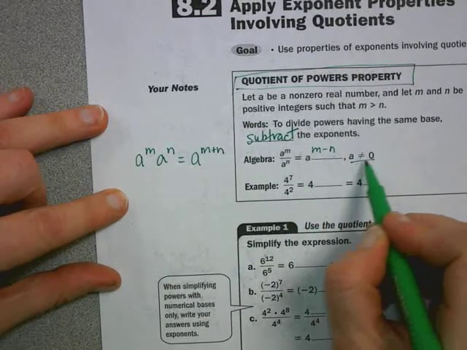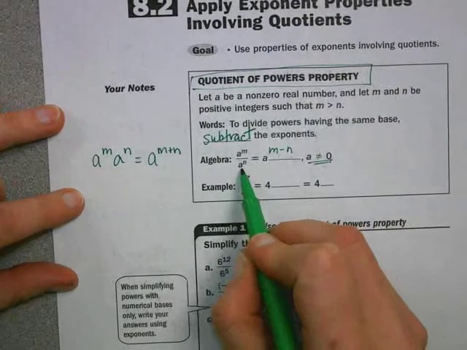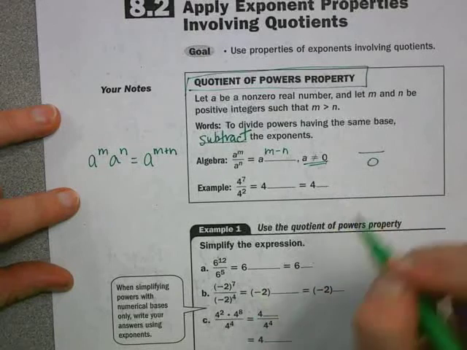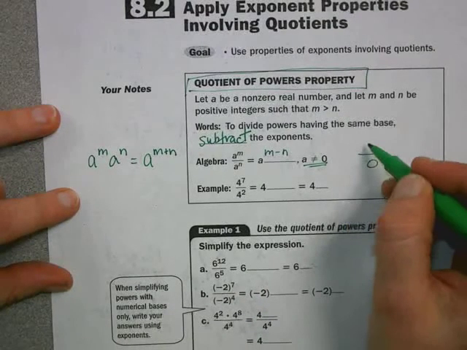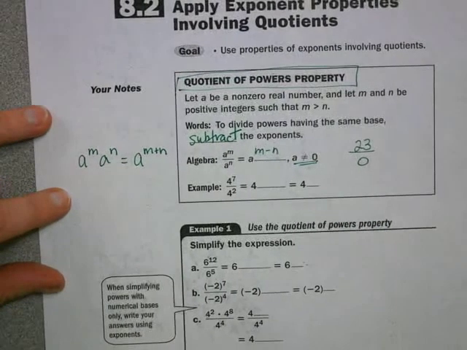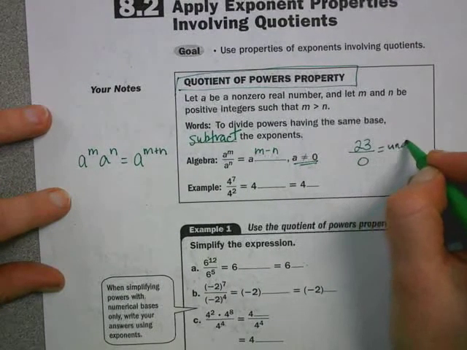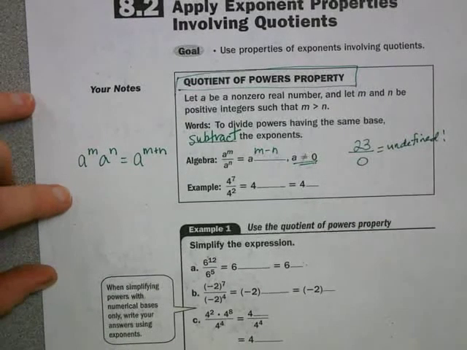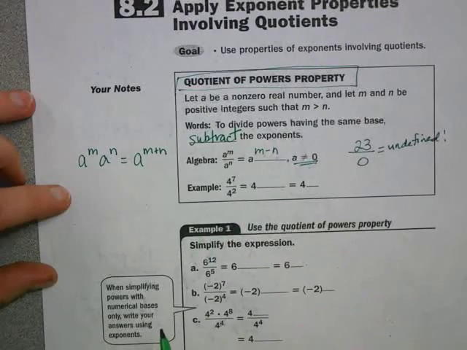Now, why would it say a can't be 0? If I put a 0 in on the bottom, think about your answer before you say it. What is anything divided by 0? Let's say I have just a random number here, 23 divided by 0. You didn't say 0, did you? You said undefined, right? That's what I thought. It's undefined. So we can't have a be 0. We can't have the base be a 0 down there.